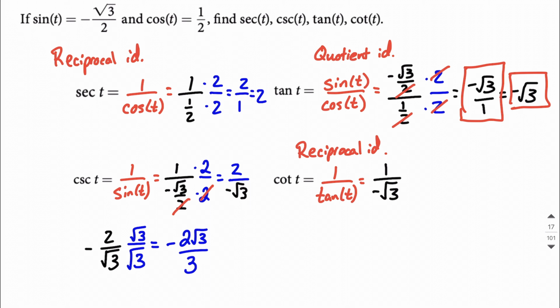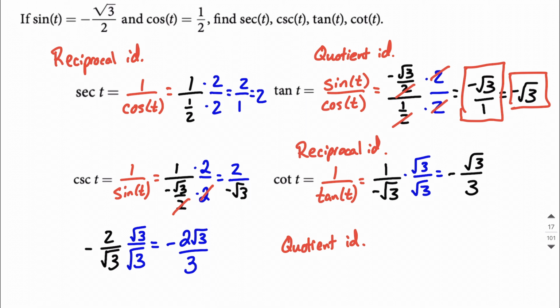Then what we want to do is clean this up a little bit and rationalize our denominator. We could multiply numerator and denominator both by square root of 3. This should give us, I'm moving the negative out in front, 1 times square root of 3 makes square root of 3. And then square root of 3 times square root of 3 is square root of 9 in our denominator, which will simplify a little bit. Your alternative to this would have been utilizing a quotient identity to find cotangent.